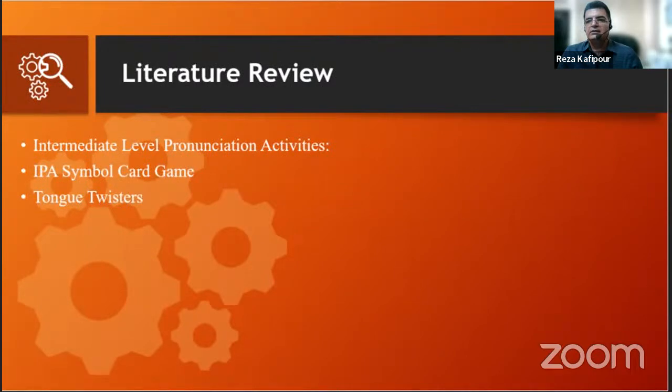By tongue twisters, we refer to focusing on some of the more challenging phonemes. For example, we say, Peter Piper picked a peck of pickled peppers, or can you can a can. So they are called tongue twisters, and through using these twisters, you can practice pronunciation with intermediate level students or learners.